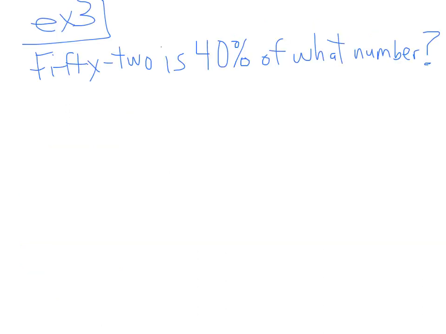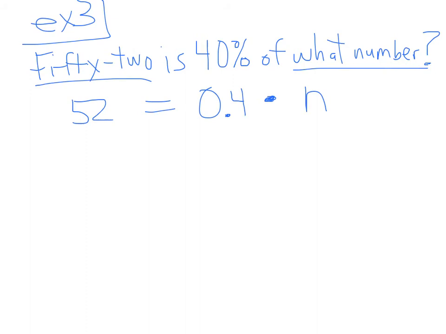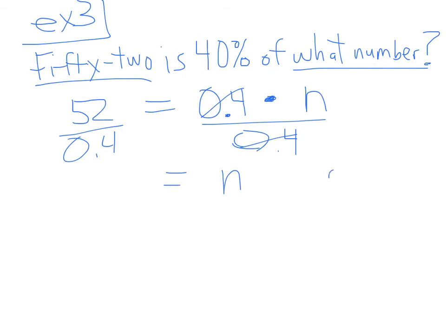On example 3, this says 52 is 40% of what number? So let's just start writing it out. 52 is equals 40%. I'm going to change that to 0.4. Of is times what number? I'm going to write n. So that's my equation. I write the equation in the same order that I'm given the sentence. And then to get n by itself, in this case, you divide by 0.4. So n equals whatever I get from 0.4 dividing into 52.